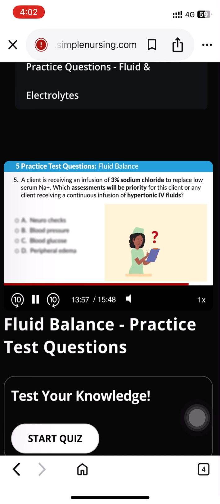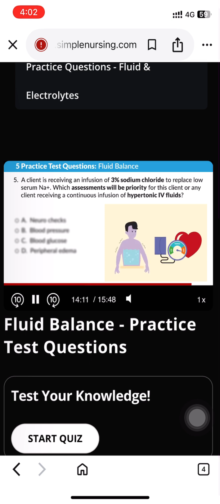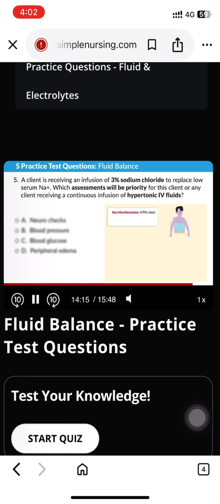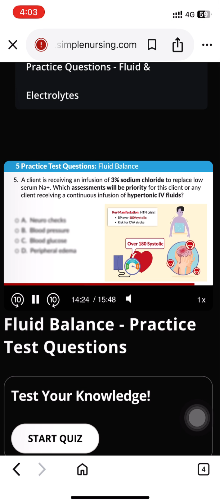Now the question is asking which assessments will be priority. Again, when you see priority questions, just think what kills this client the fastest. Well, in fluid volume overload, a very high blood pressure will kill the patient. So monitor blood pressure. The key manifestation is hypertensive crisis. Remember, a blood pressure over 180 systolic, huge risk for a CVA stroke, as all that pressure pounds against those tiny little blood vessels within the brain.